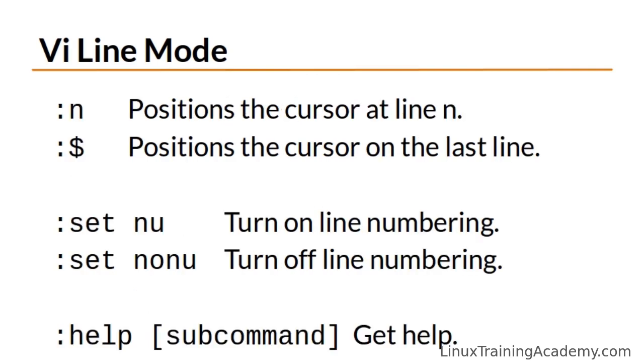Line mode can be used for navigation too. If you want to go to line 15 in the file, type :15 enter. To go to the last line of the file, type :$. If you want to see line numbers, type :set space nu. And to turn off line numbering, :set space nonu. To get help, type :help and the command that you're interested in.